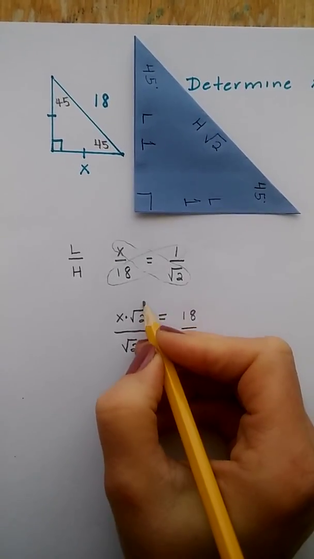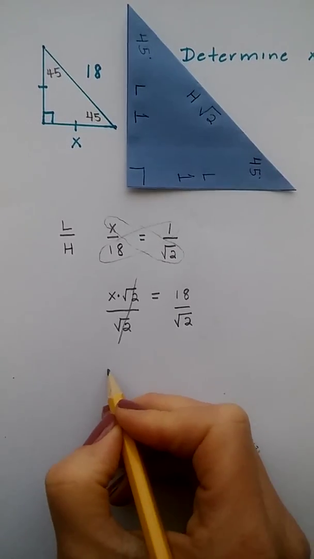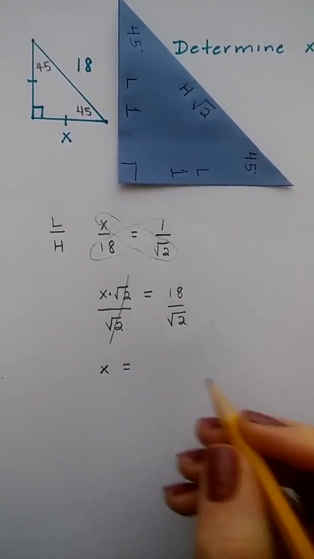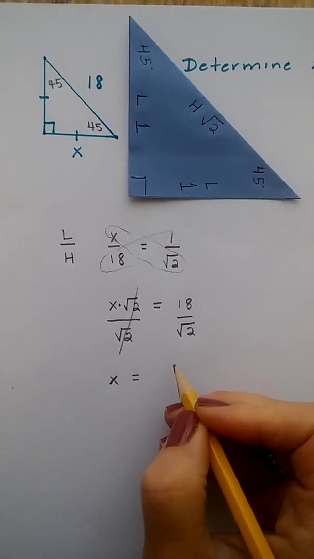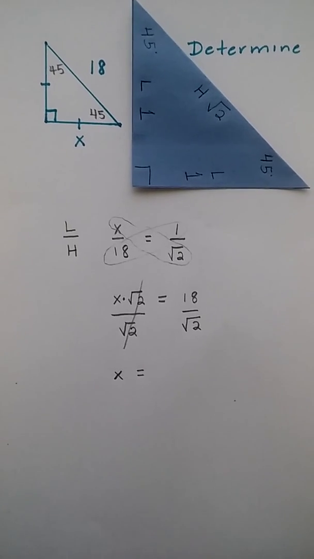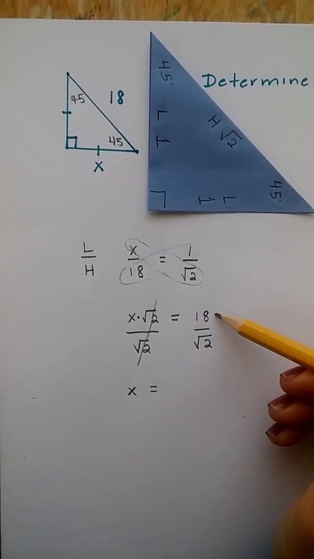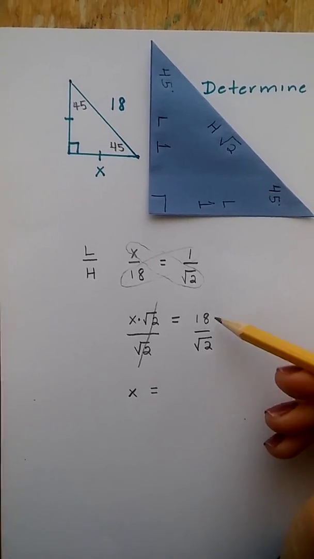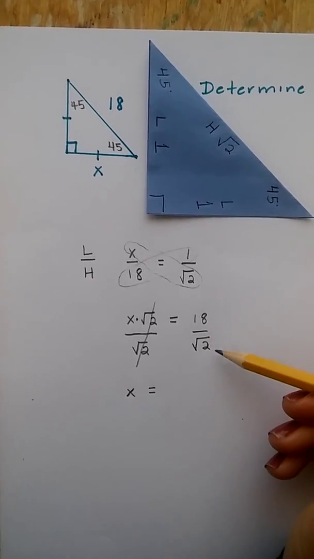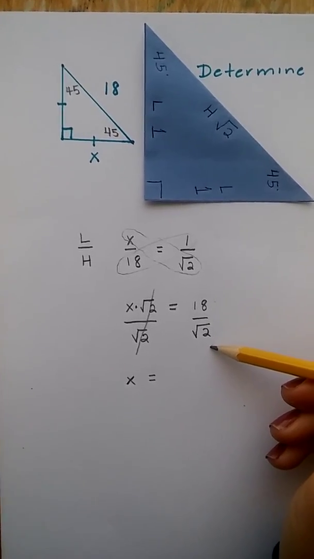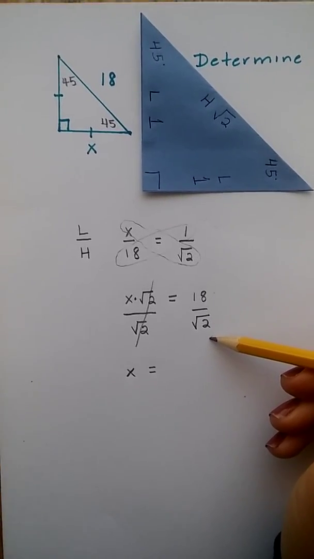Now here, the root 2's cancel away, which was our goal. We wanted them to be undone. Over here, however, we are a little bit in a bind. 18 is an outside number, root 2 is inside. We cannot divide at this point because they're two different types of numbers. So what we are going to do is rationalize.